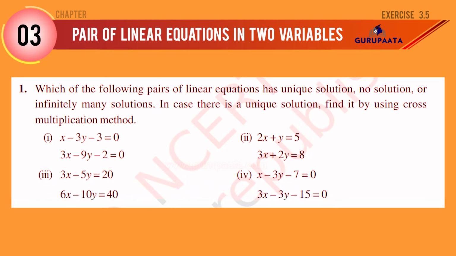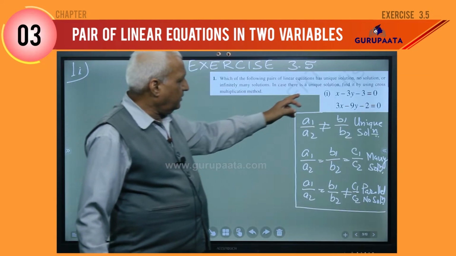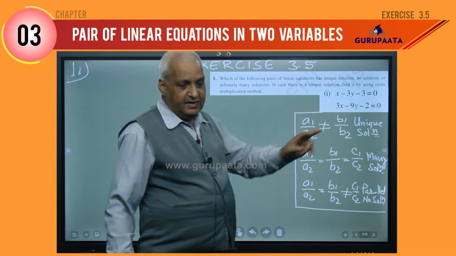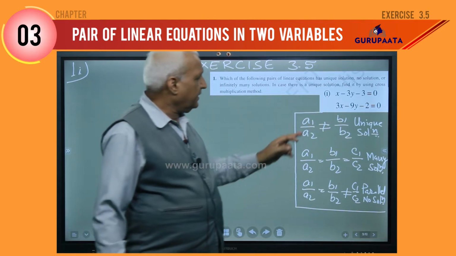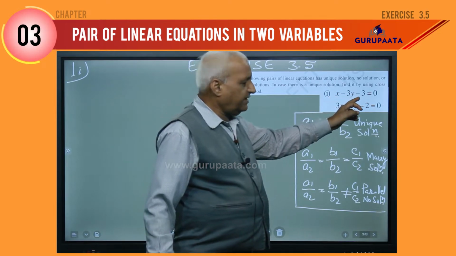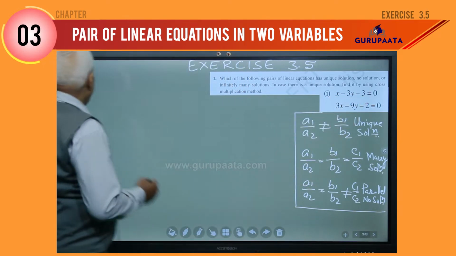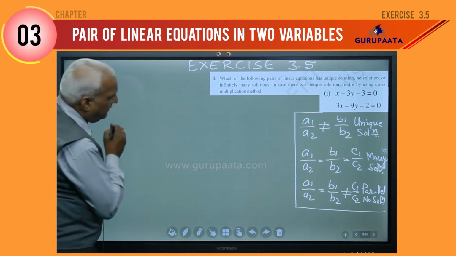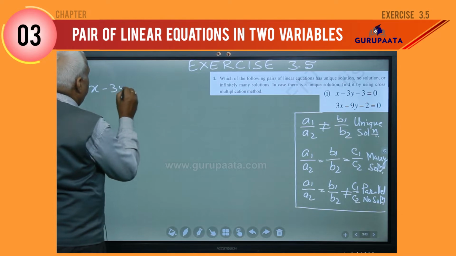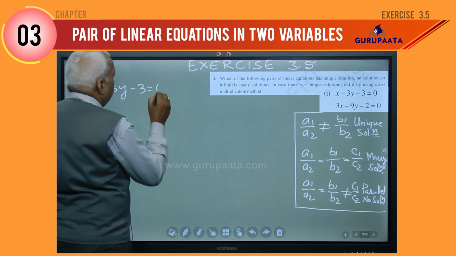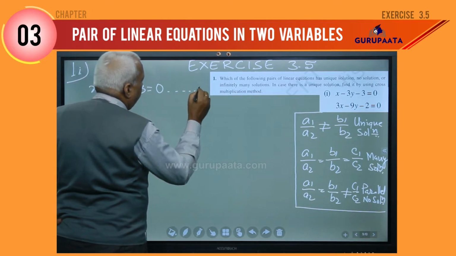There are four questions, and I have taken only one question. This question has a pair of linear equations. The first equation is x minus 3y minus 3 equal to 0. Same thing I will write here: x minus 3y minus 3 equal to 0. This is equation number 1.